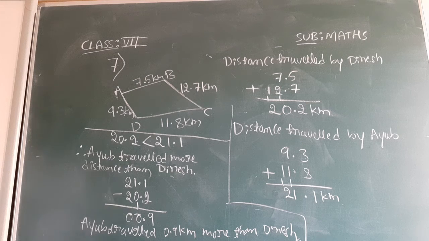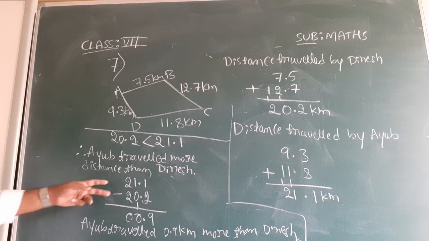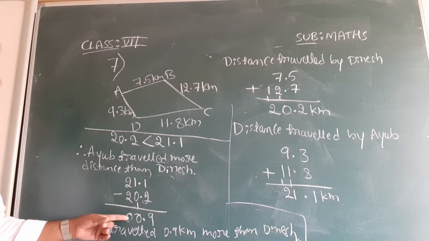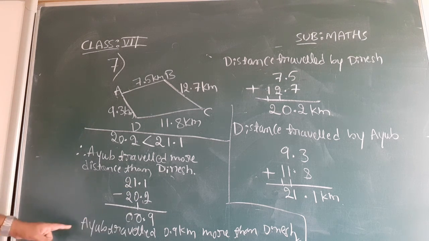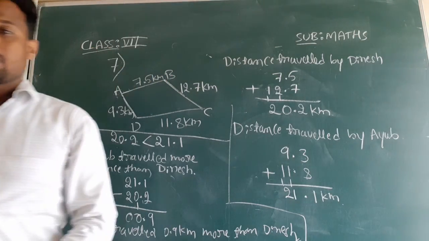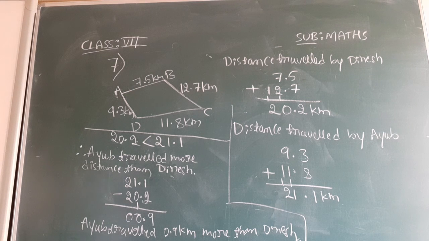Okay. For that we have to subtract one value from higher value. So we subtracted 20.2 from this 21.1. So we got a value as 0.9. Therefore, Ayub travelled 0.9 kilometers more than Dinesh. Okay. So just pause this video and write the question from textbook. Below that, write this answer.